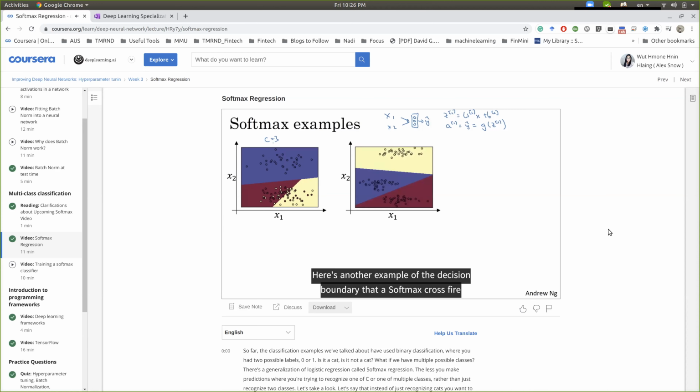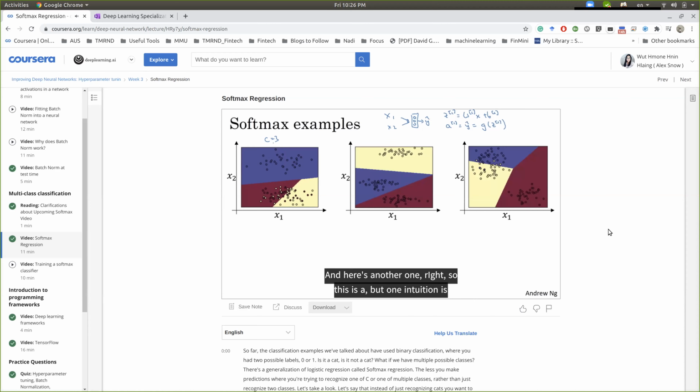Here's another example of a decision boundary that a softmax classifier can represent when training on a data set with three classes. And here's another one. One intuition is that the decision boundary between any two classes will be linear. That's why you see, for example, the decision boundary between the yellow and the red classes, a linear boundary between purple and red, and a linear decision boundary between purple and yellow. It is able to use these different linear functions to separate the space into three classes. Let's look at some examples with more classes.